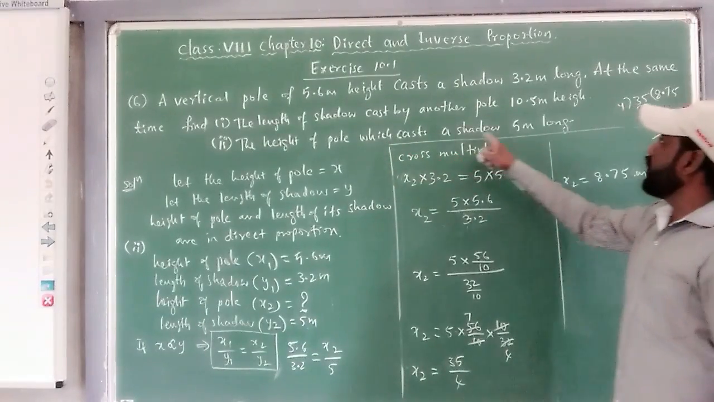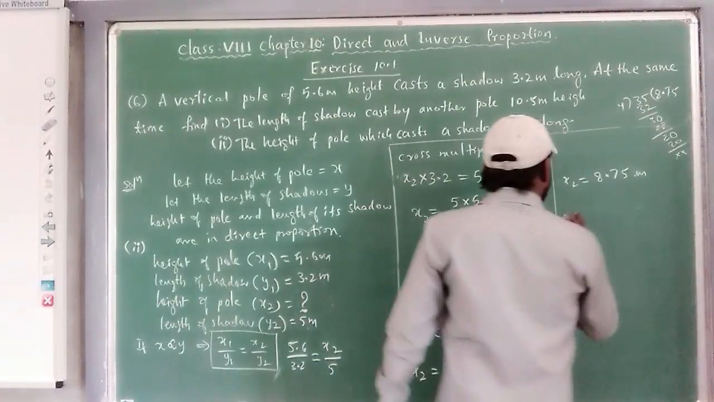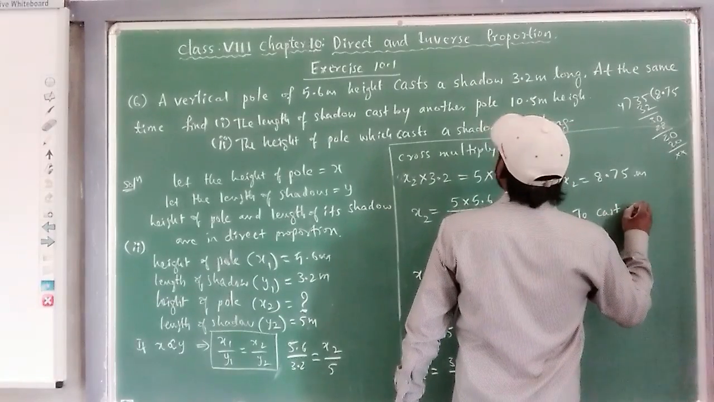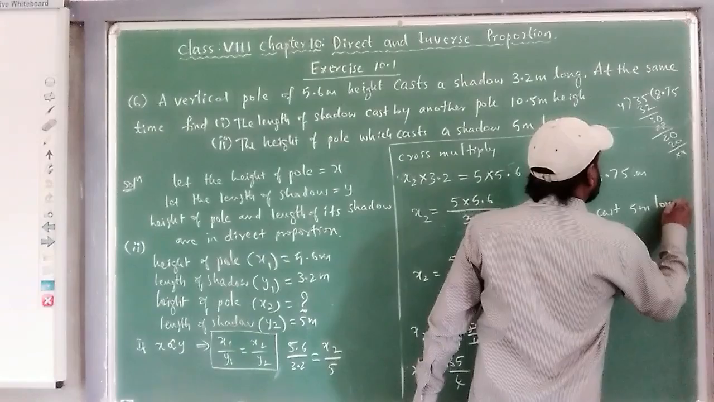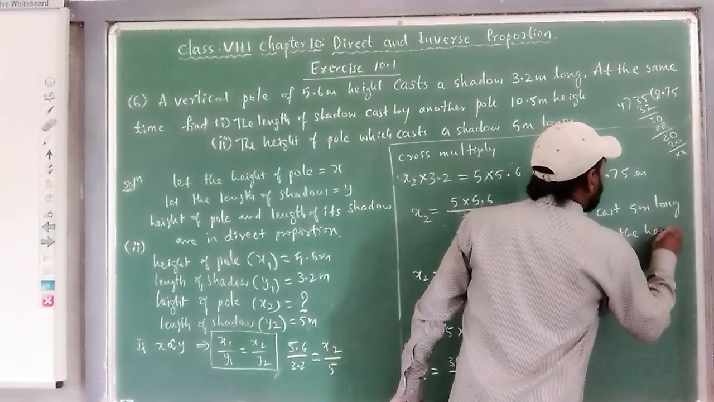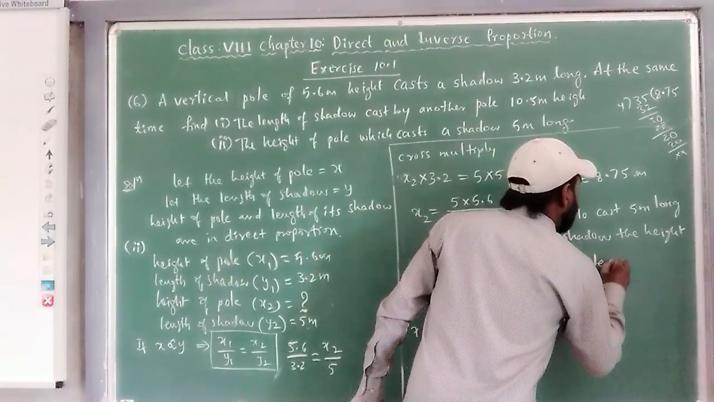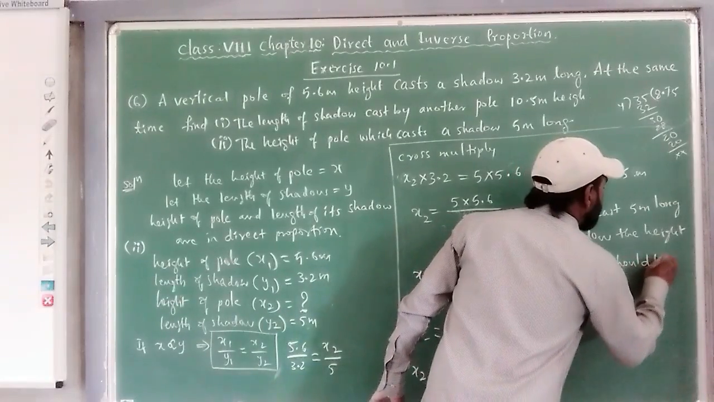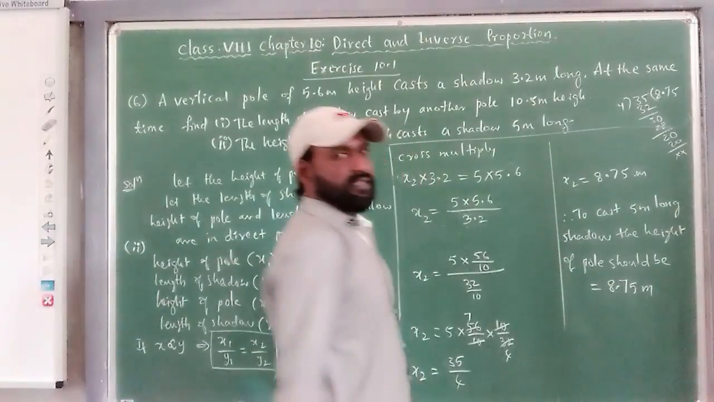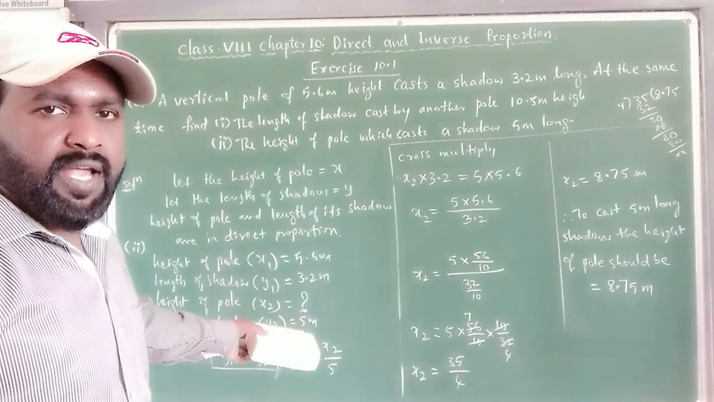So that means what? To cast a shadow of 5 meters long, the pole's height should be 8.75 meters. Hope you understood. Similarly, what we did in the previous session, same.